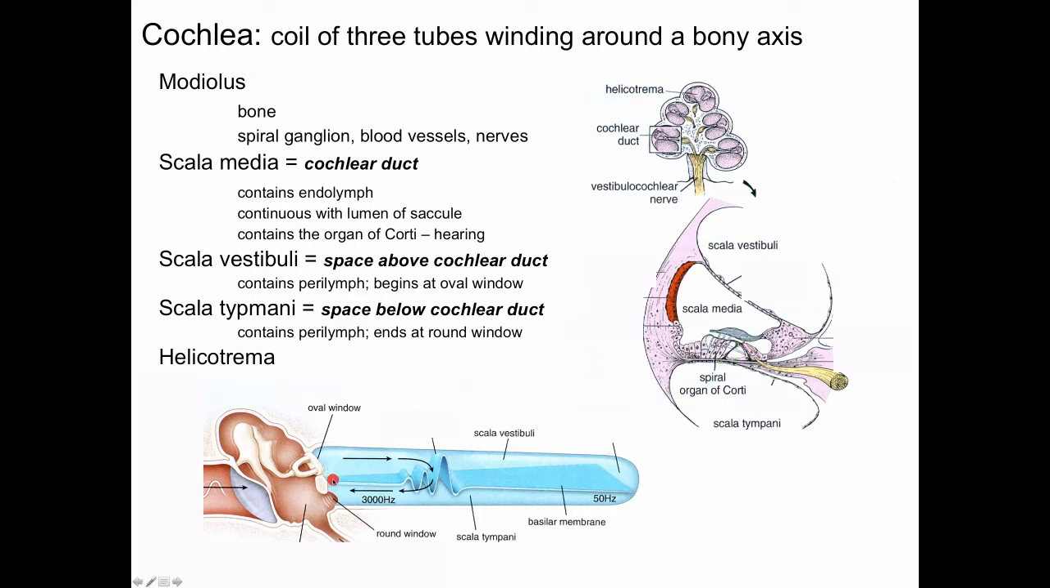And on the bottom diagram, this just shows a portion of the organ of Corti. The scala vestibuli is above the cochlear duct. It contains perilymph, and it begins at the oval window. The scala tympani is below the cochlear duct. It contains perilymph, and it ends at the round window. And the scala vestibuli and scala tympani are actually continuous with each other at a structure called the helicotrema.